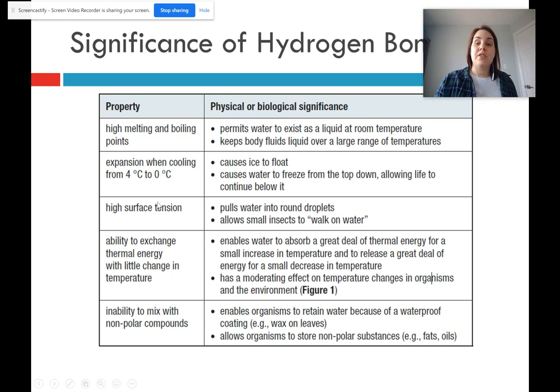It's got a very high surface tension, which is why we can see little insects that can walk on water, and that's because of the high amount of hydrogen bonding. Water has a very high ability to exchange thermal energy with very little change in temperature, and it doesn't mix with nonpolar compounds. A lot of these unique features are all explained in your textbook. This is right out of your textbook, and also outlined in this table here. But essentially, we're just saying water is a really unique solvent, and we're going to be talking a lot about it in this unit.